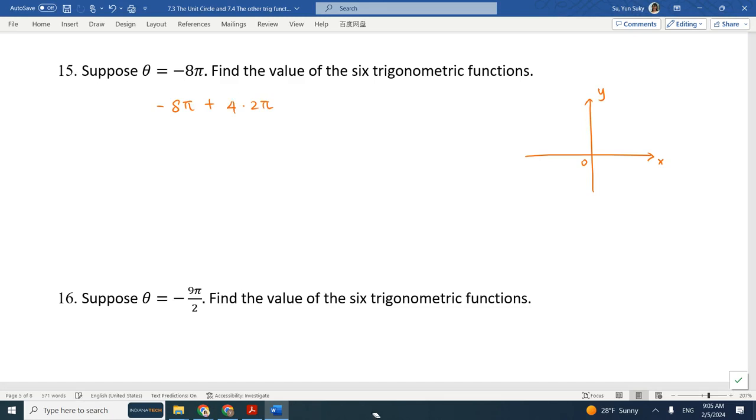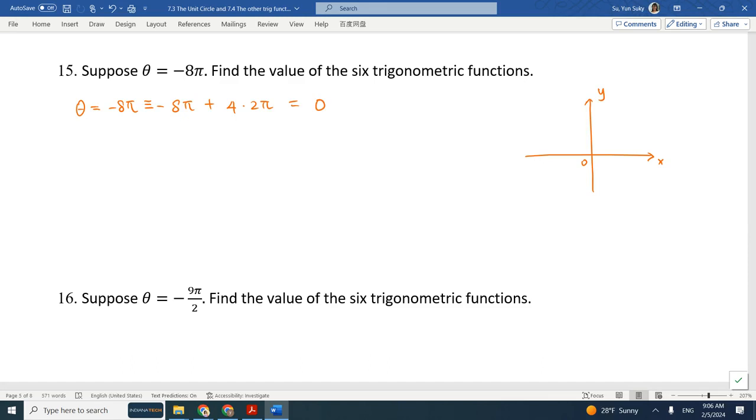Yes. So our theta, negative 8 pi, is coterminal. You can use this symbol, the three-line symbol, for coterminal, with negative 8 pi plus 4 copies of 2 pi. Then what do we get? 0. Oh, wow. This is 0.